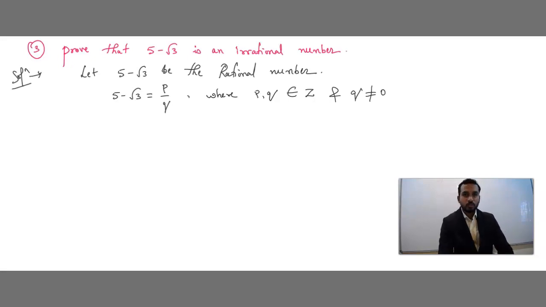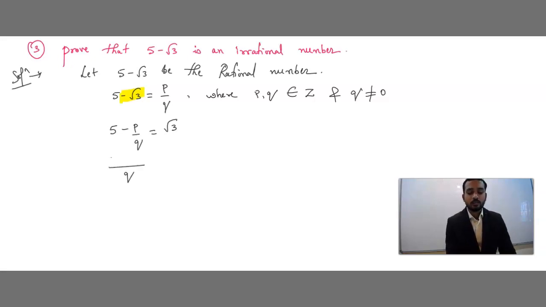Now always try to keep the root term on one side, the rest of the terms on the opposite side, and the root term should be positive, but here we can see the root is negative. So we have to convert that into positive. So I will shift that root to the other side. Now what happens? 5 minus P by Q is equal to plus root 3. Minus root 3 comes this side as plus root 3. Okay, we take the LCM. LCM is Q. 5 into Q is 5Q minus P, by Q, is equal to root 3. Now we can say that therefore root 3 is rational.